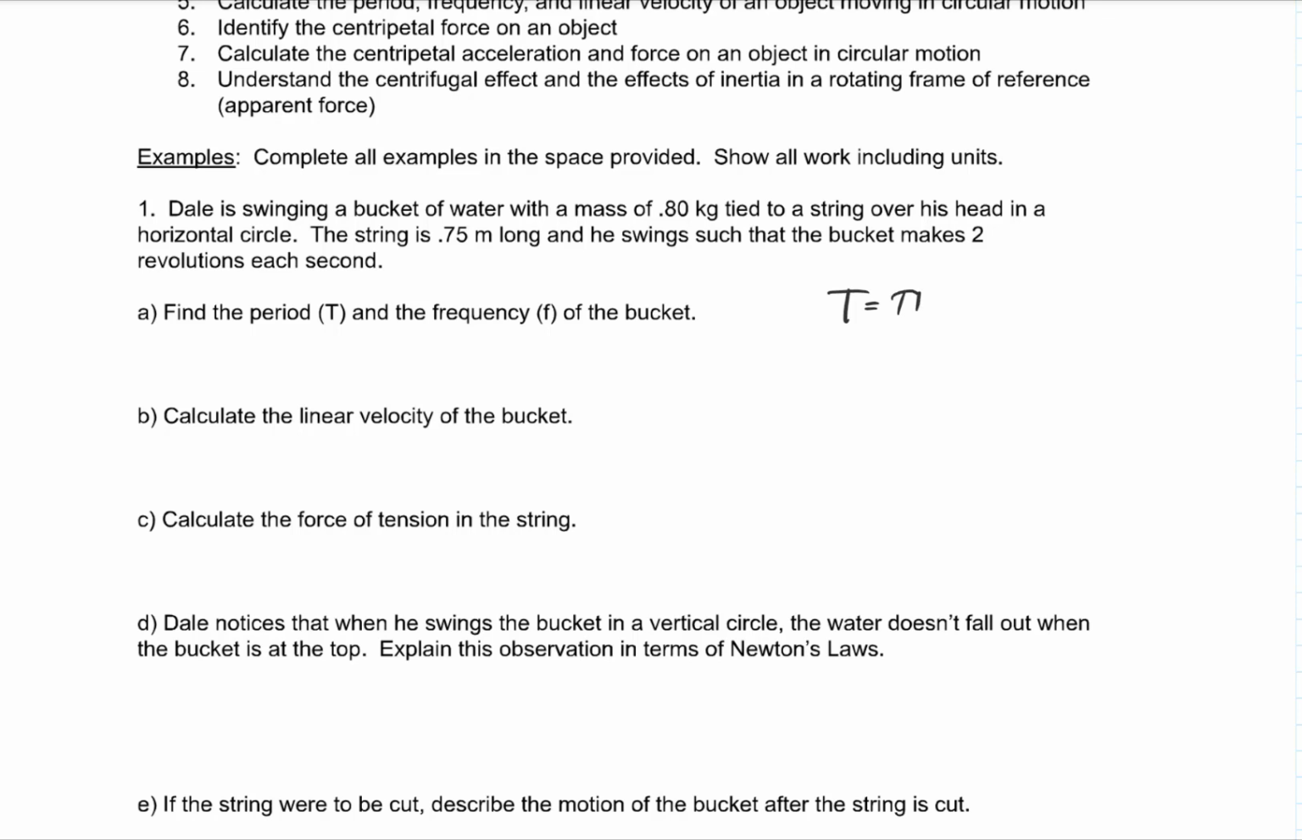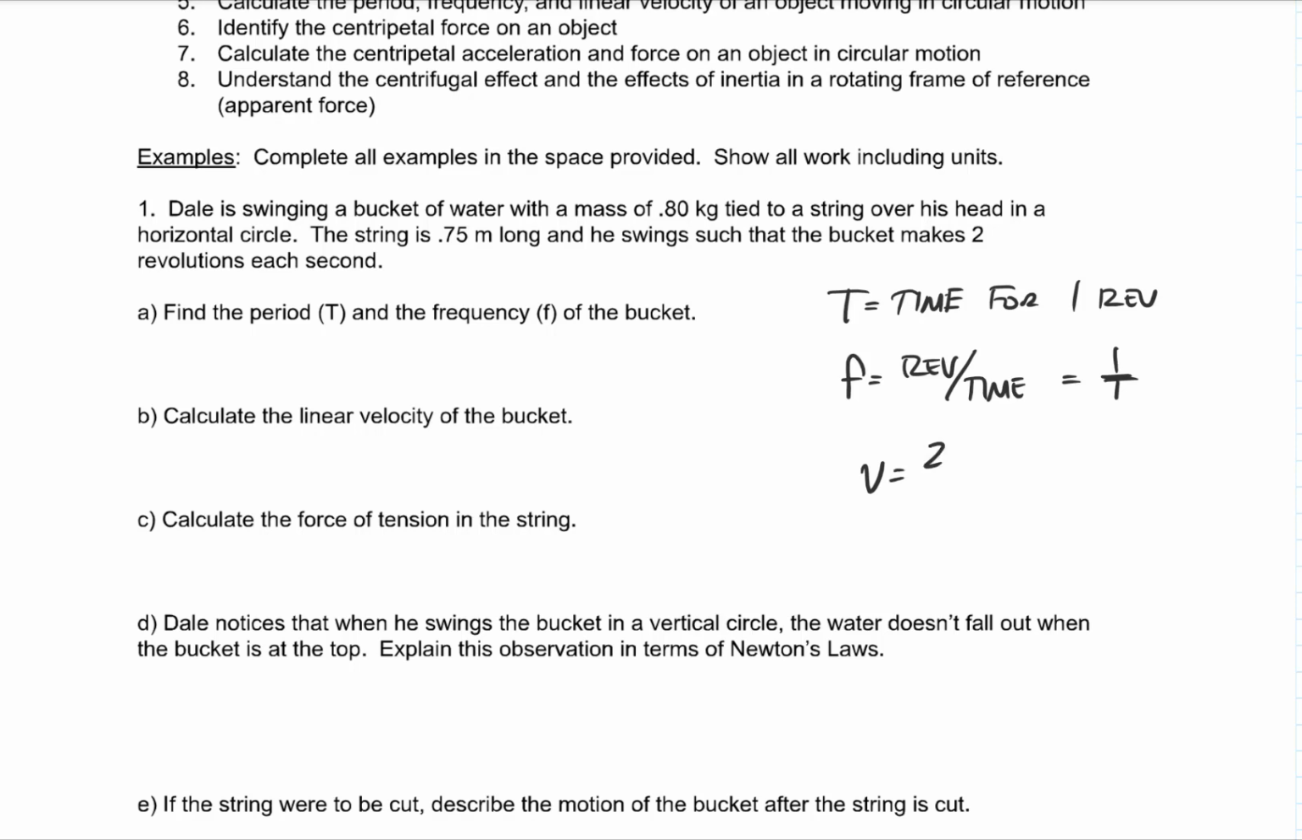We use T for the period. That's the time for one revolution. Frequency is sort of its inverse. It's the number of revolutions per unit time. The period is equal to 1 over the frequency. The frequency is equal to 1 over the period. This is useful because we can calculate velocity with these things.